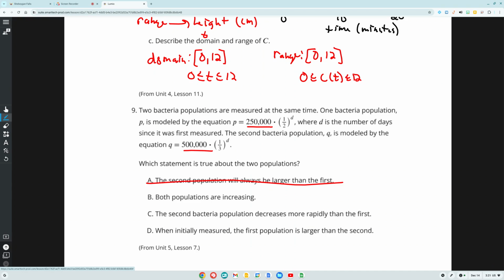B says both populations are increasing. Well, that's garbage. They're not increasing. They're being multiplied by a number between 0 and 1, which is a fraction. They're getting smaller. Half of a number is getting smaller. 1/3 of a number is getting smaller.